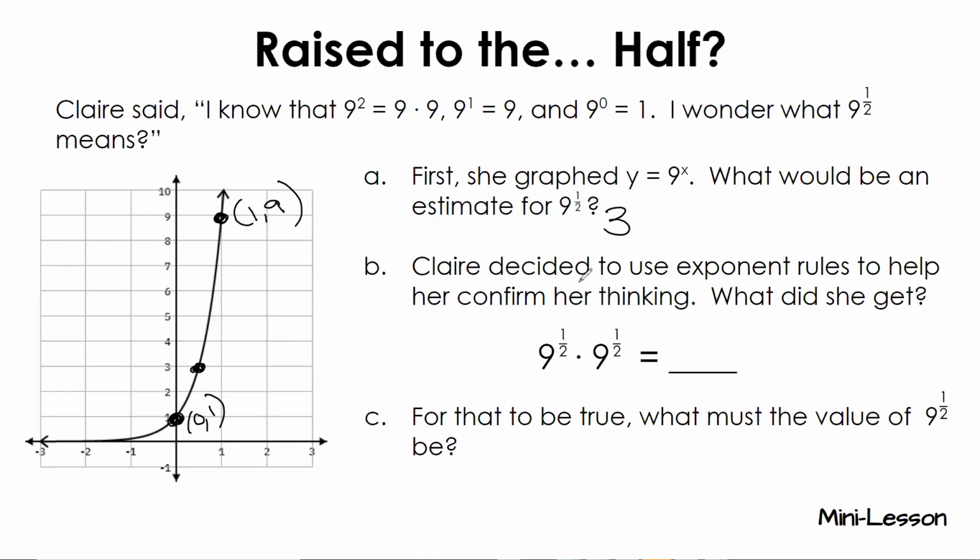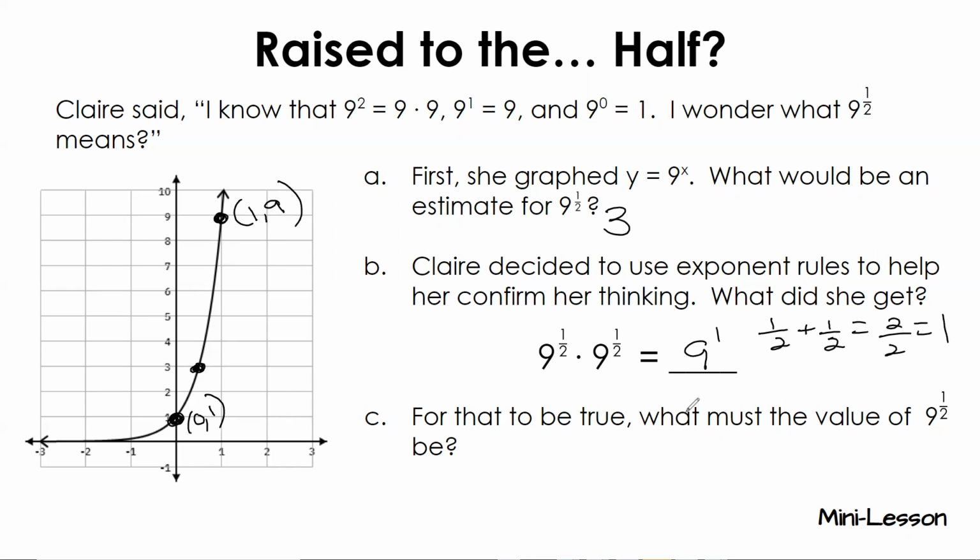Now, Claire decided to use exponent rules to help her confirm her thinking. What did she get? So we got 9 to the 1/2 times 9 to the 1/2. We learned about this last week. What do we do with our exponents? Add them together. We're going to add 1/2 plus 1/2. We have the same denominator, so we just add the top. 1 plus 1 equals 2, and 2 divided by 2 is going to give me 1. So we're going to have 9 to the first power, which is just 9, right?